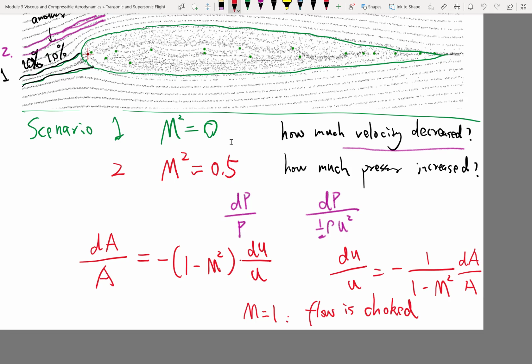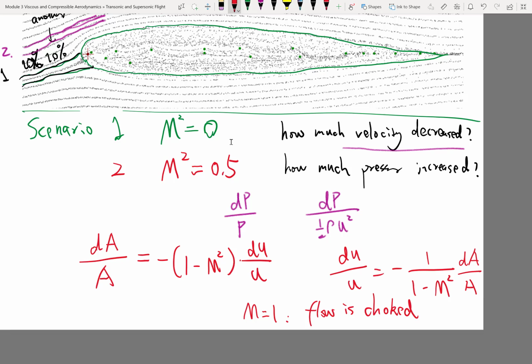Now consider the downstream. Two possible scenarios. One possible scenario is the flow gets to a maximum speed of Mach 1, then decreases back to subsonic speed. In that case, du over u would be negative, and 1 over M squared is positive because the flow decelerates back to subsonic. So minus 1 over M squared times du over u is positive. That means dA over A is positive. Downstream, the flow expands. That's when the flow reaches Mach 1, then decelerates back.